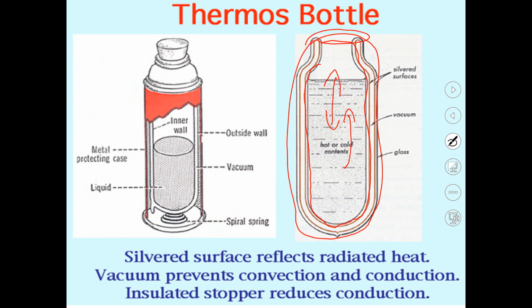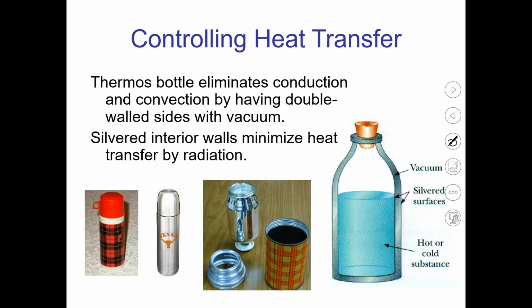Controlling heat transfer. The thermos bottle eliminates conduction and convection by having a double-walled side with a vacuum. Silvered interior walls minimize heat transfer by radiation. It is an example of the three kinds of heat transfer.